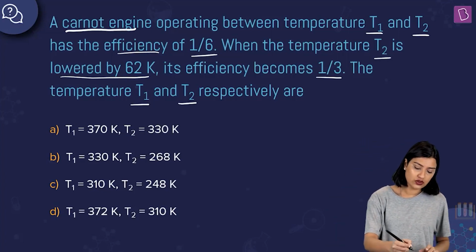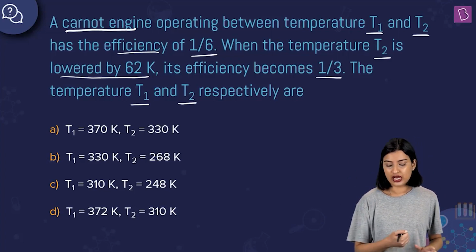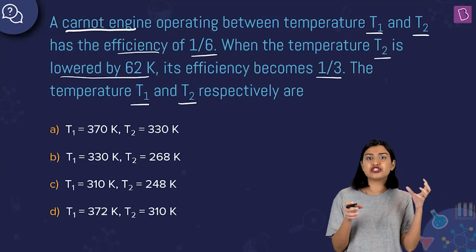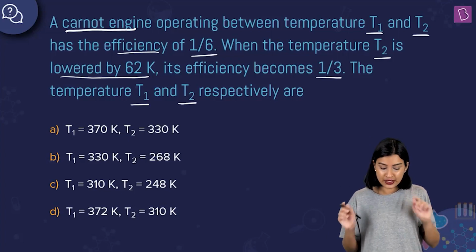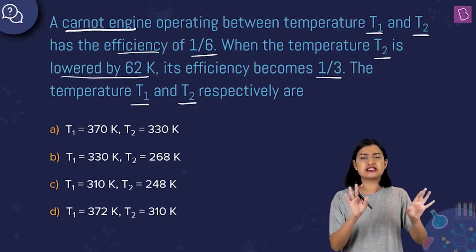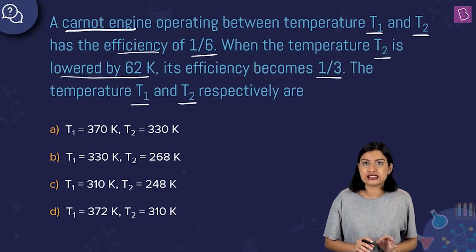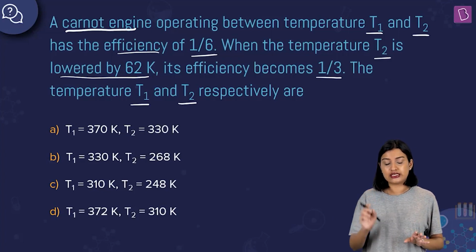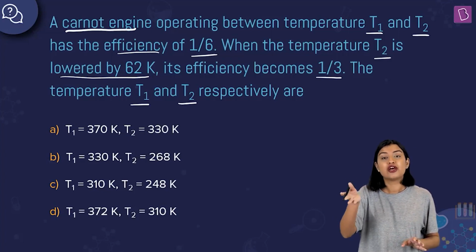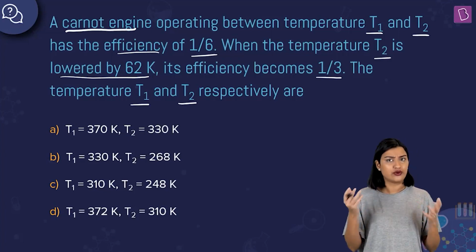So look here. Basically, in this question, they're saying that you have a Carnot engine which is operating between temperature T1 and T2. So your source temperature is T1 and your sink temperature is T2. With this T1 and T2, you have an efficiency eta equal to 1 by 6. Now, when you decrease the temperature T2 by 62 Kelvin, your efficiency becomes 1 by 3. You have to find out T1 and T2.